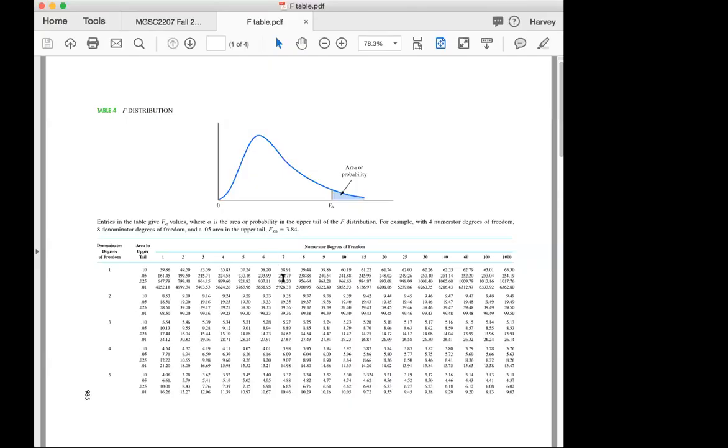So we said our degrees of freedom was 2 and 12. So I've got to look at 2. The numerator degrees of freedom is 2. The denominator degrees of freedom is 12. I am only looking at 5 right here, so I need to scroll.